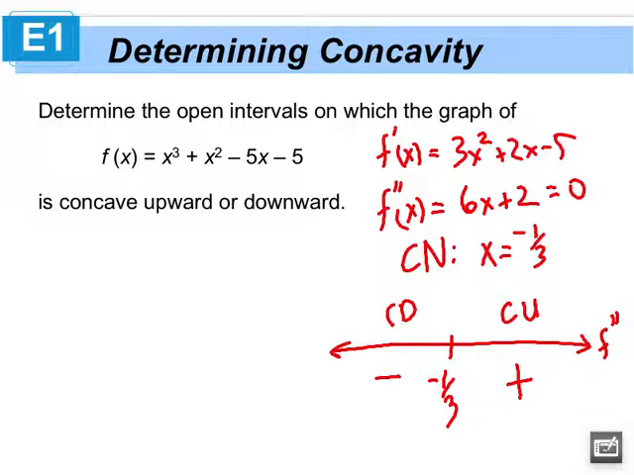Does this make sense? Well, this is a cubic, and most cubics are going to look something like that. That's a pretty good cubic. You should save that. It's not that big of a deal. I've done better.